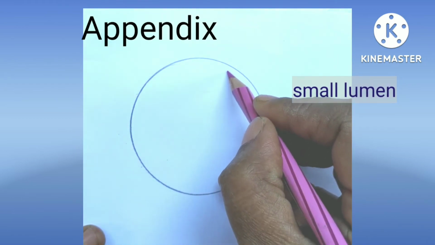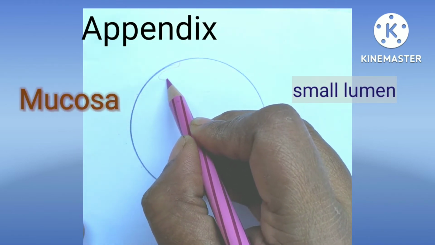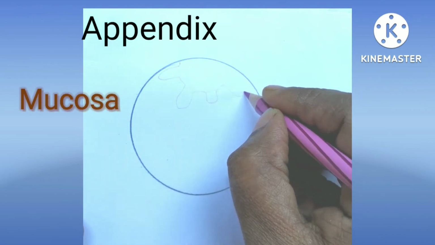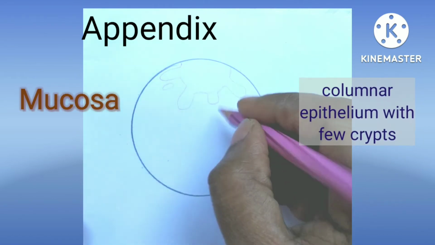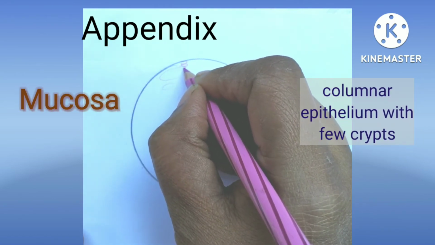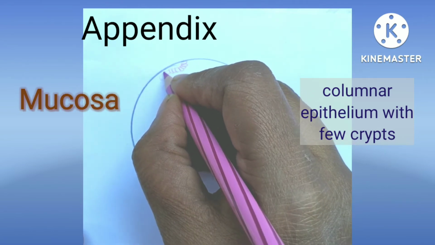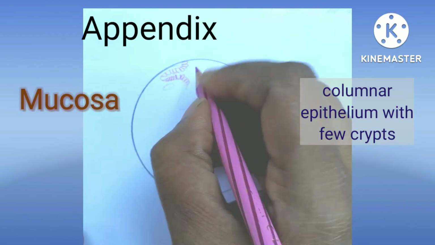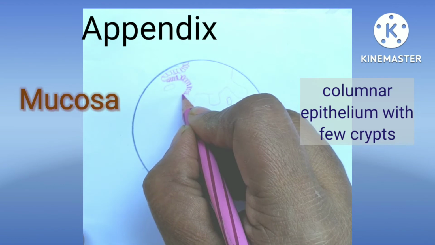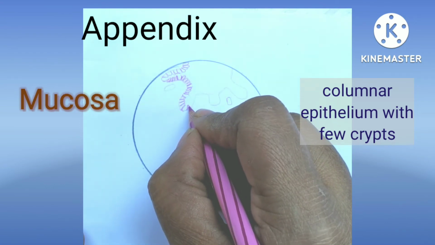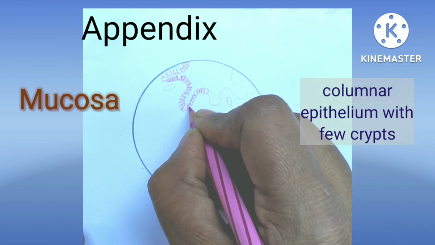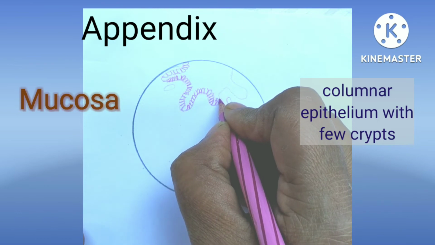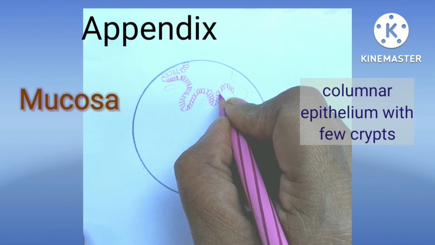Now coming to the appendix. Appendix, as we know, is a very worm-like structure which is attached to the cecum, and it has a very narrow lumen. Either you can draw the central circle small lumen, or you can draw it on one side with this very small lumen. Here also there won't be any villi, but crypts will be present. So similar to the colon, we have to write the crypts, but the number of crypt glands will be less compared to colon. The lining epithelium in the crypt will be the same, the columnar epithelium with goblet cells.